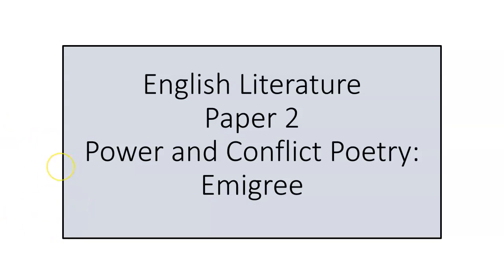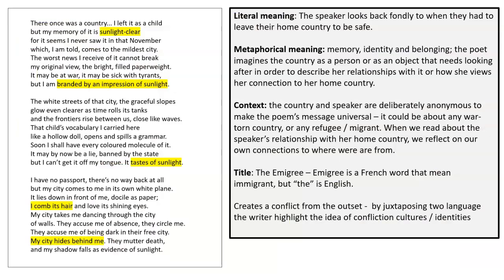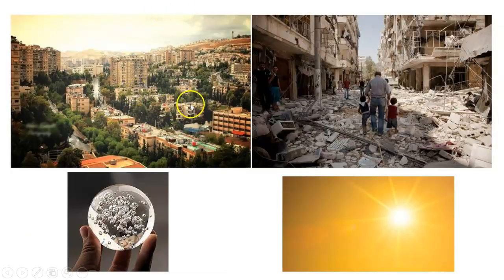Firstly then, let's have a look at a few pictures just to get us thinking about the poem, and we'll come back to these later. You should have read the poem already, but essentially the poem is about a speaker who looks back fondly when they had to leave their home country to be safe. And the reason why I picked these images is because they remember their country being like this, although they know now that their country is probably more like this.